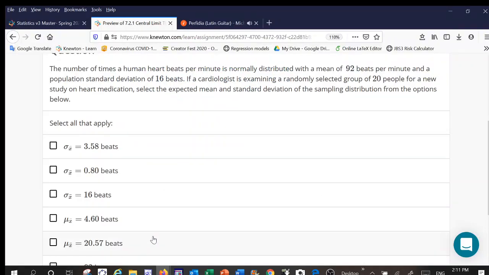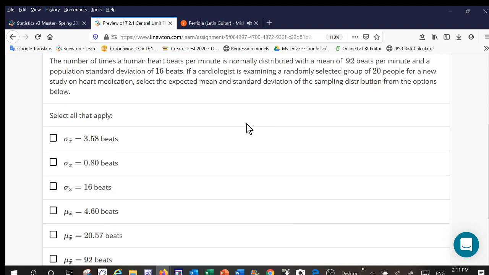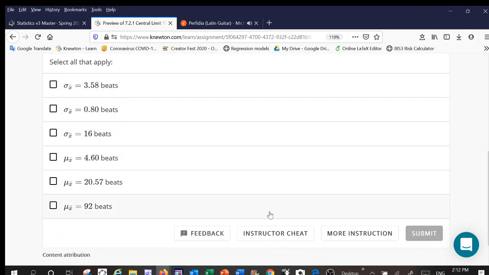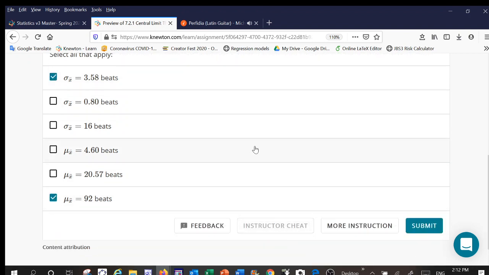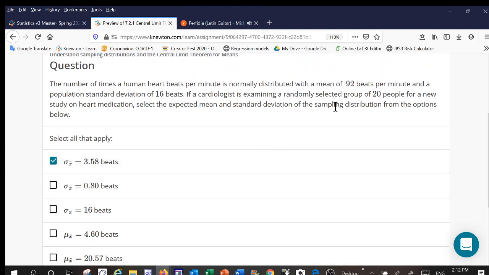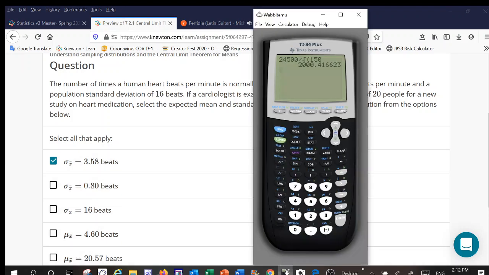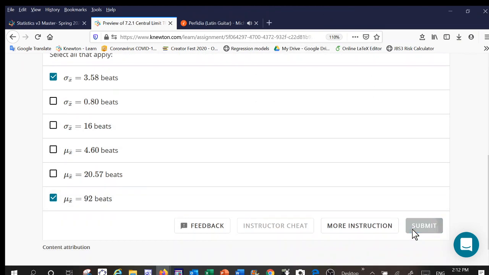So this is the formula we're going to use for the distribution. All right, well, you can guess it, right? The mean has to be 92, which is right here. And the standard deviation has to be 16 divided by the square root of 20. Is that what we get? 16 divided by the square root of 20? Yes. All right.